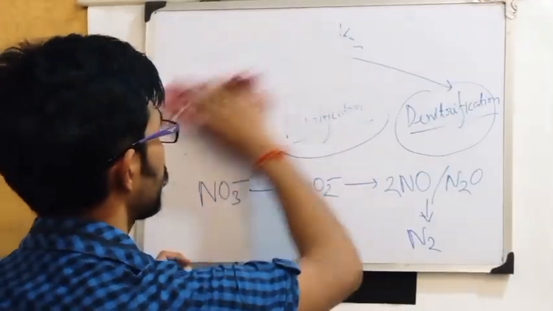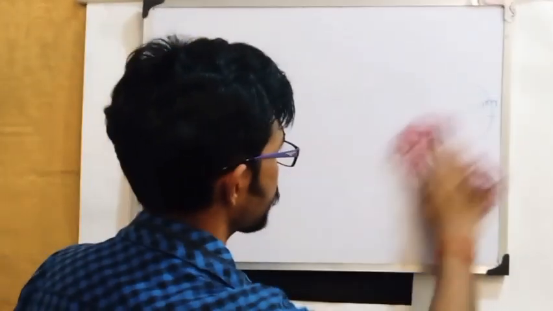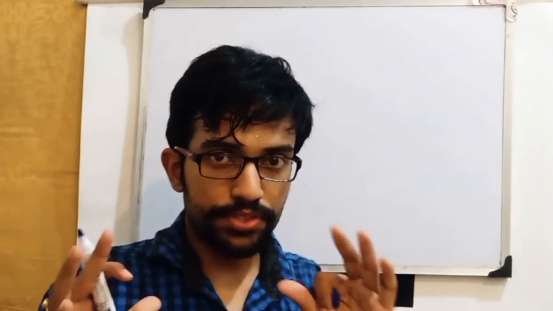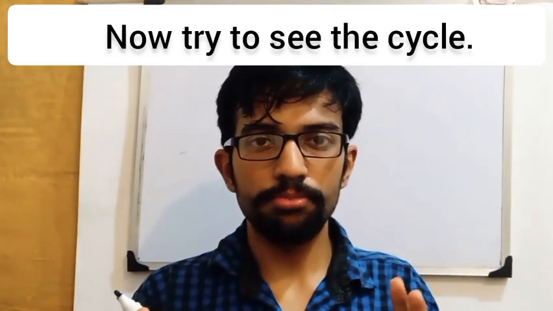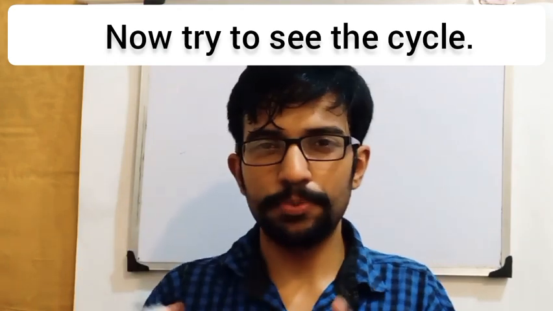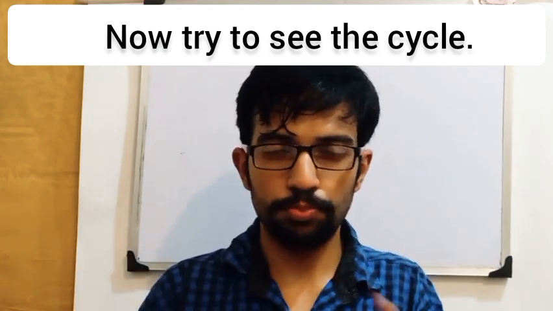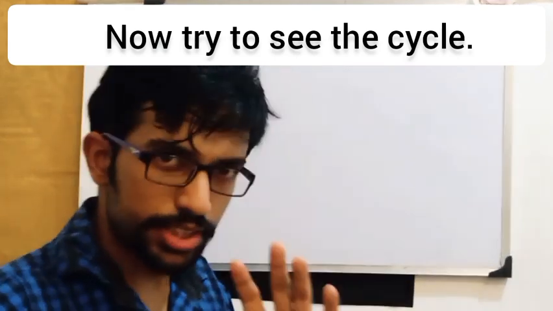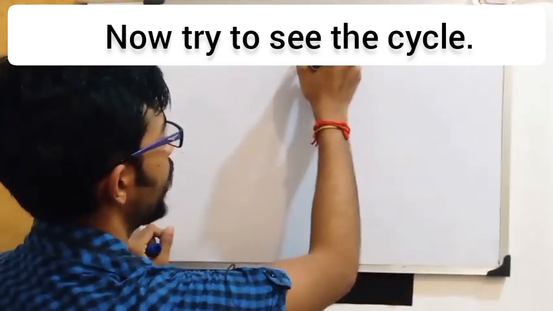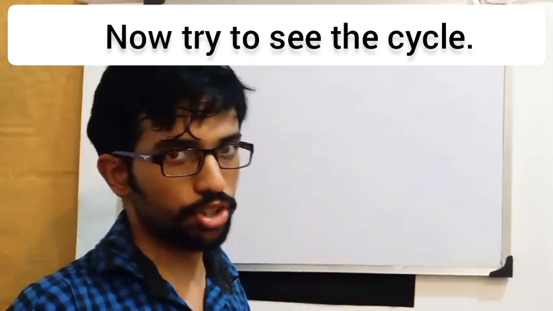Okay, just see this. It is a rough cycle. It is not the bookish diagram. I made this diagram, and it is simpler than the books. The bookish diagrams are very complex, and this is a simple diagram. Just try to see this. This is the nitrogen of our nature.